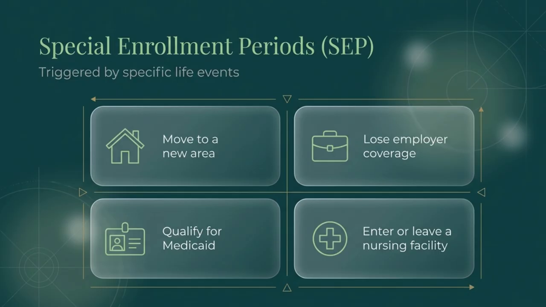Finally, there are SEPs, or Special Enrollment Periods. These are triggered by specific life events. A client moves to a new area where their current plan doesn't operate. They lose employer coverage. They qualify for Medicaid or extra help. They move into or out of a nursing facility. Each SEP has its own rules and timelines, and the changes a client can make depend on the specific event that triggered it. SEPs are year-round opportunities, and as you gain experience, you'll learn to recognize when a client qualifies for one. For now, just know they exist, and that not every enrollment opportunity is tied to AEP.